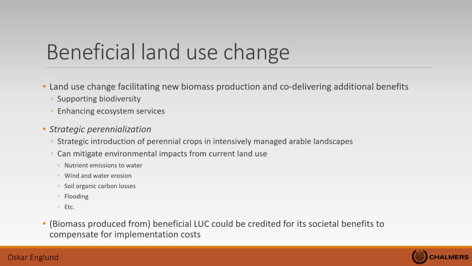And a specific term that I would like to plant with you here now is strategic perennialization, where we, in a strategic way, introduce perennial crops into intensively managed agricultural landscapes to mitigate environmental impacts from current land use while producing biomass, including nutrient emissions to water, wind and water erosion, losses of soil organic carbon, recurring floods, etc. And of course, if this type of land use change provides benefits for society, the landowners can be credited for these benefits to compensate for the implementation costs.